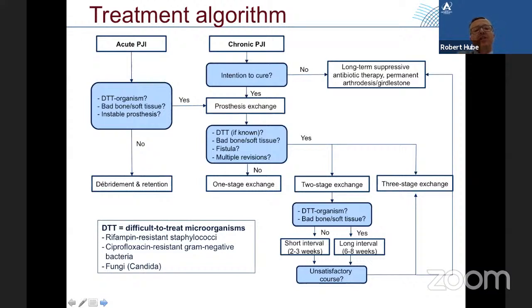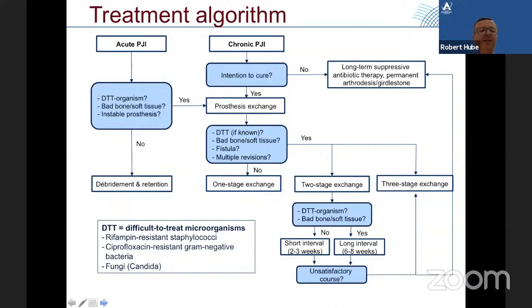And for the prosthesis exchange, once again, is it a difficult-to-treat bug, bad bone, soft tissue? Do we have a sinus, multiple revisions? If no, then we do a 1-stage exchange by now, or we do a 2-stage, or maybe a 3-stage exchange if it looks clinically and by labs like the infection is ongoing after we implant a spacer. And if it's not a difficult-to-treat bug, we do a short-term interval, 2 to 3 weeks, or a longer interval, and then we look.